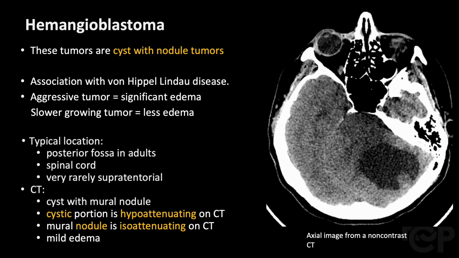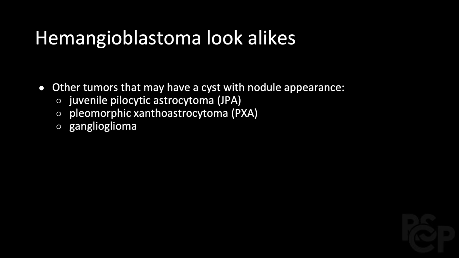On the right, you can see an axial image from a non-contrast CT. You can see the cystic appearance with a mural nodule. The cystic portion is usually hypoattenuating on CT, and the mural nodule is isoattenuating on CT, and that's demonstrated in this picture pretty well. Of note, there can be other tumors that have this cyst with nodule appearance that can look a lot like hemangioblastomas on imaging. Some of these are listed on this slide below.